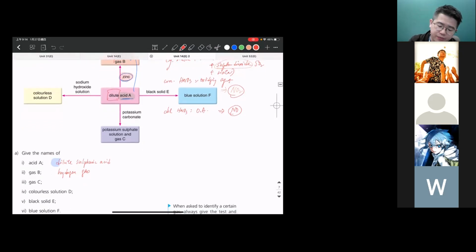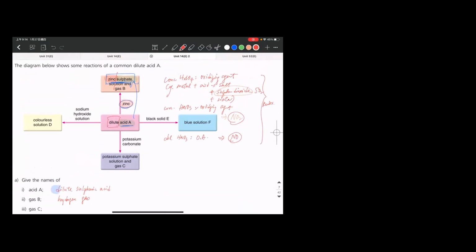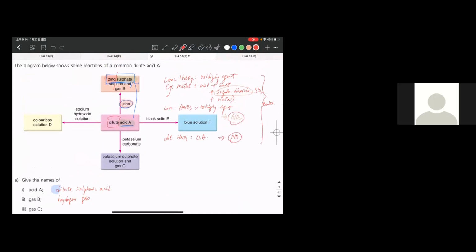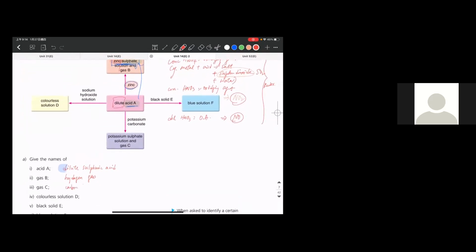How about gas C? Don't worry, for this part, you will know it in red dots. How about gas C? Carbon dioxide. Yes, carbon dioxide. So the term to look for is carbonate. The carbonate reacts with acid, so they will form CO2 and water.